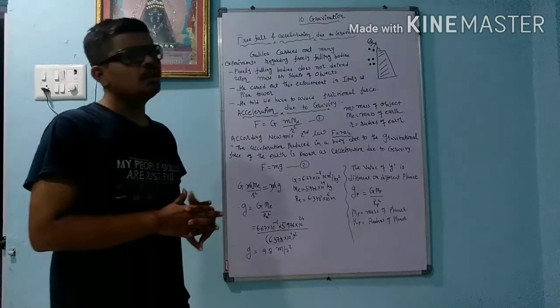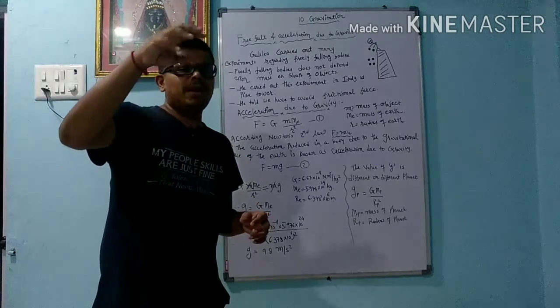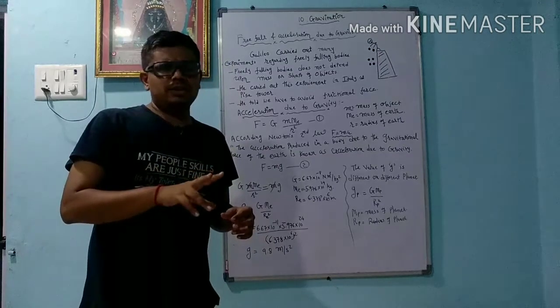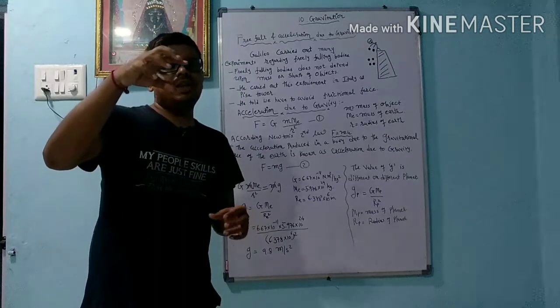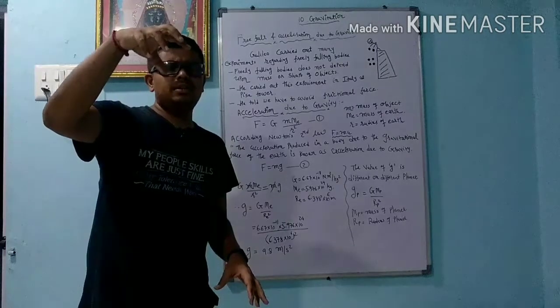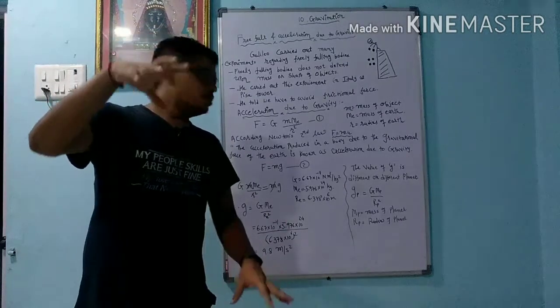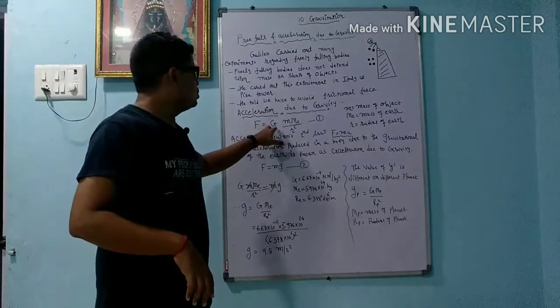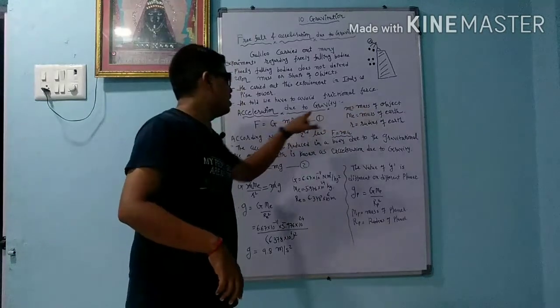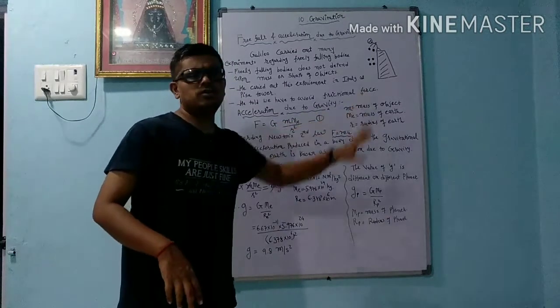Now on earth, whenever we drop any object, there are two bodies. One is the object and the second is the earth. So the first is the mass of the object and the second is the mass of the earth. So F equals G m, small m, that is the mass of the object, and capital ME, that is the mass of the earth.